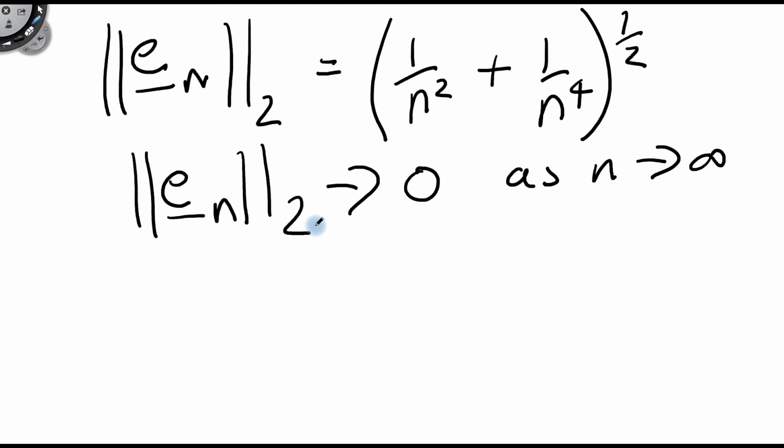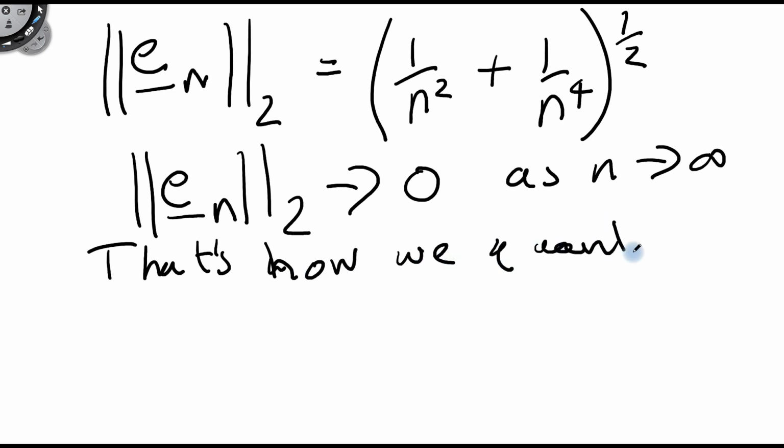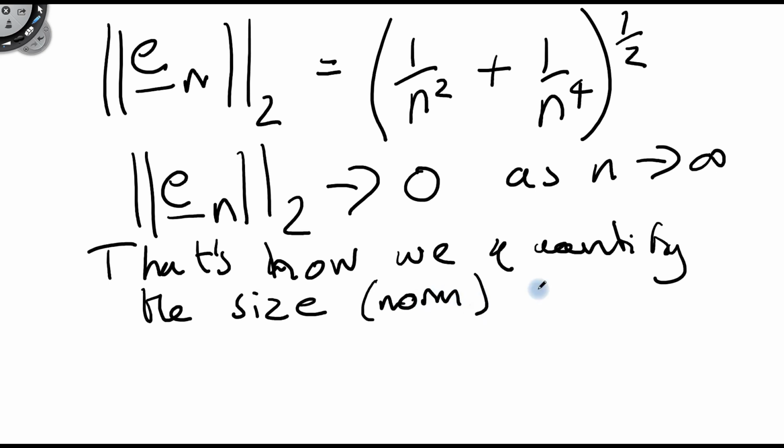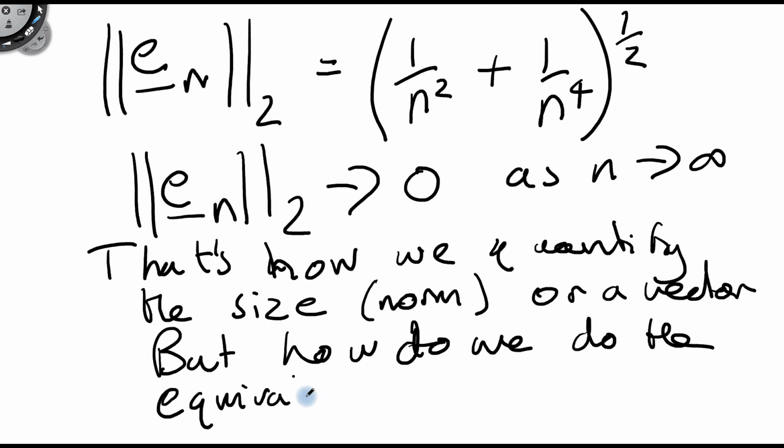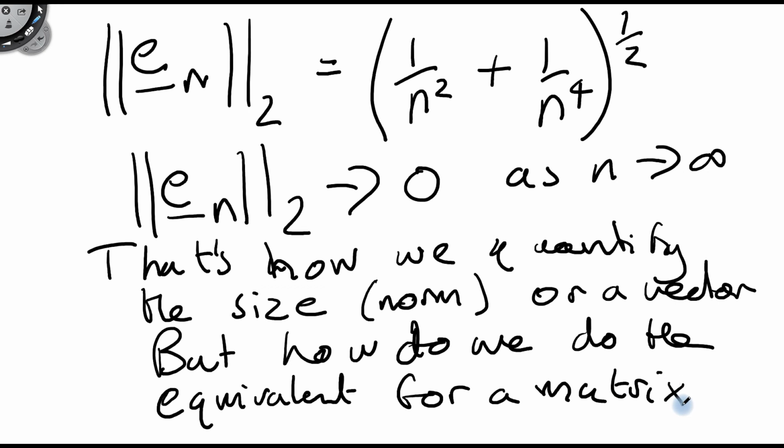Okay, so that's how we deal with the size. That's how we quantify the size, norm, I'm using those interchangeably here, of a vector. But how do we do the equivalent for a matrix? And I'll leave you with that cliffhanger, if you call it that.